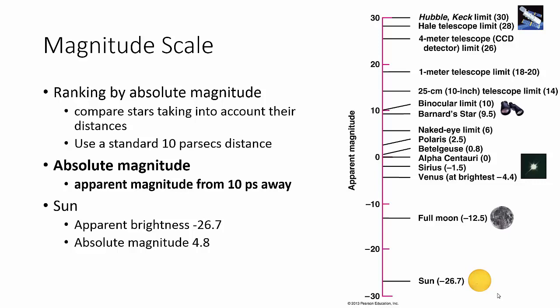Well, it changes from negative 26.7 to 4.8. That is almost the naked eye limit. Almost where we wouldn't even be able to see the sun if we put it that far away from us. And then we have to take everything else and compare it at 10 parsecs away. So the absolute magnitude is, basically, the apparent magnitude at 10 parsecs away.